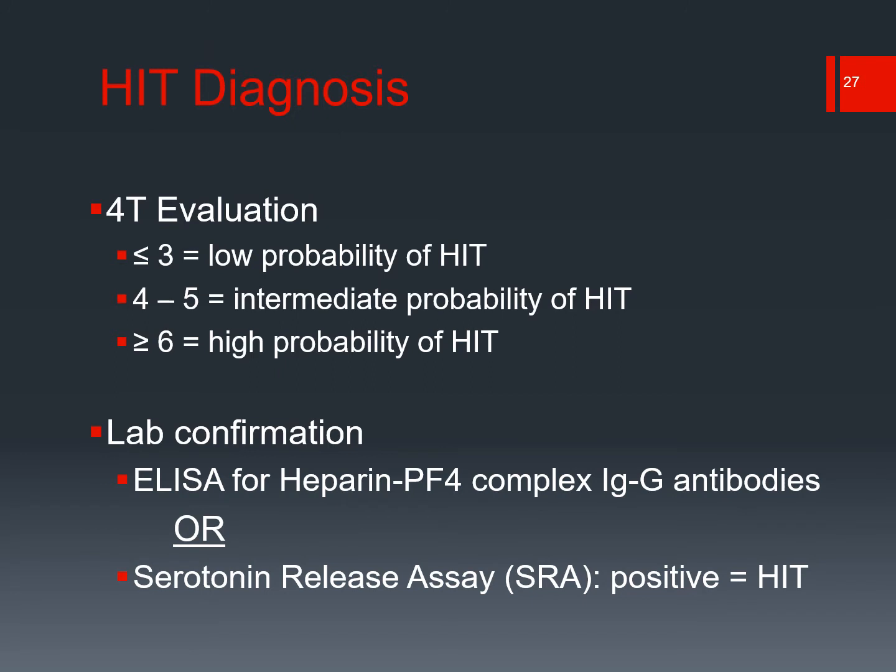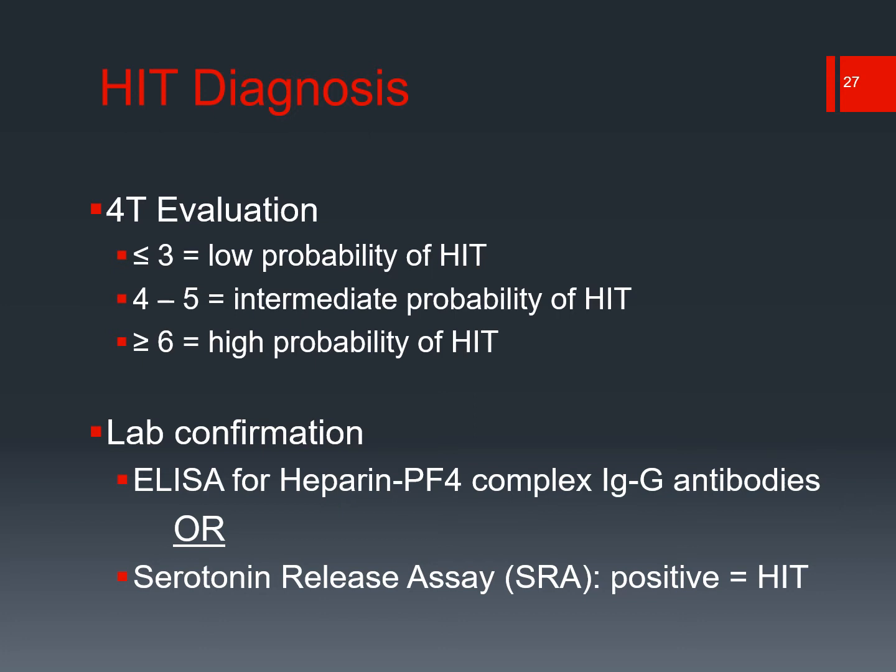If we want to confirm our 4T score, we could use laboratory confirmation. That would be either an ELISA for that complex, so that would be an IgG antibody. It's evaluating antibodies related to the heparin PF4 complex IgG. And we could also use serotonin release assay.